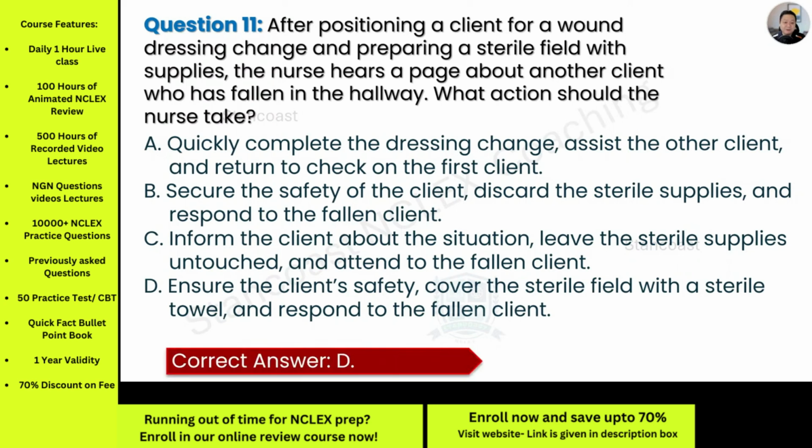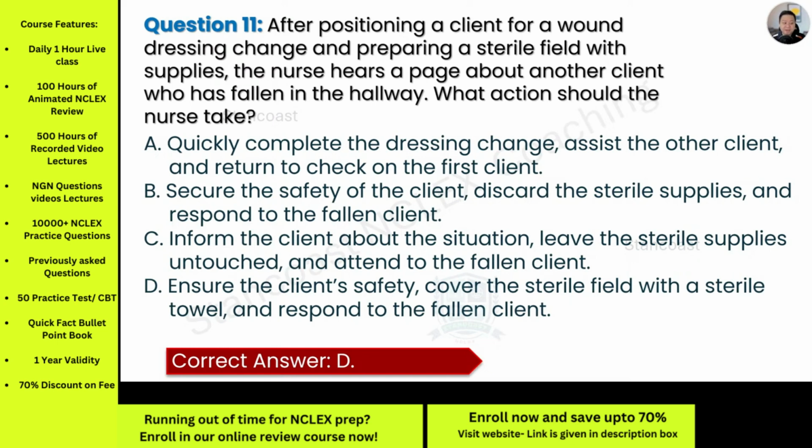Because a client fall constitutes a potential emergency, this might require immediate attention. So covering the sterile field can also ensure it remains uncontaminated. It can also allow the procedure to resume without unnecessary waste. So if you select letter A, that is absolutely incorrect, because completing the procedure can delay attending to the fallen client, and this can compromise their safety.